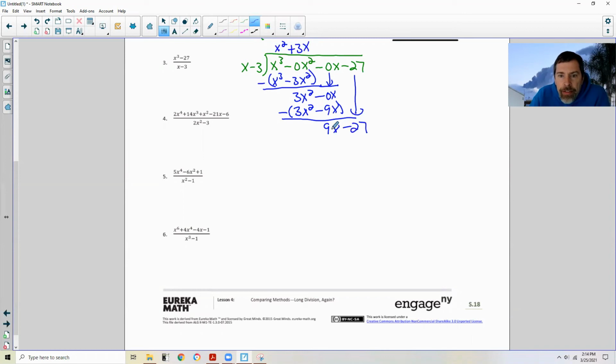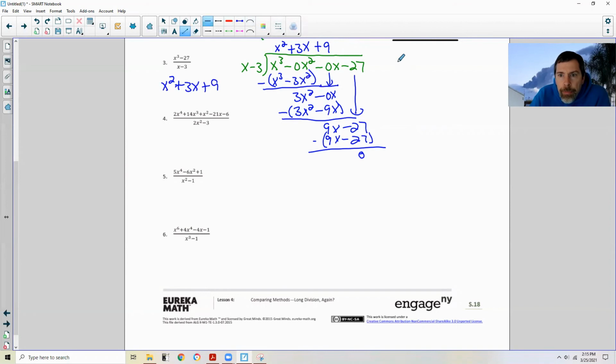I have x, I need 9 of them. I'm going to multiply by a positive 9. 9 times x is 9x. 9 times a negative 3 is negative 27. Subtract 9 minus 9 is 0. Negative 27 minus a negative or plus 27 is 0. No remainder. My answer is x squared plus 3x plus 9.